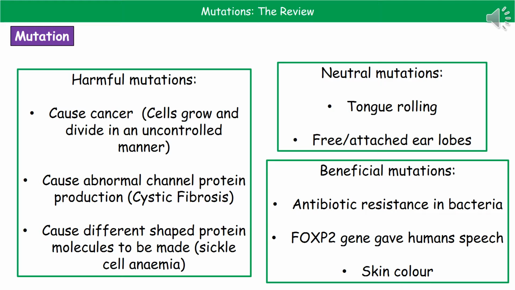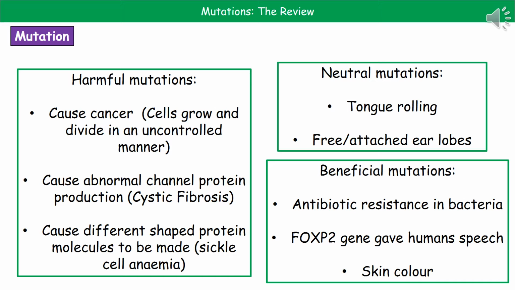And the last harmful mutation that we can have is one that we see in sickle cell anemia, which is where your red blood cells actually have a different shape. They're shaped like a sickle, so kind of like the crescent moon. And that's all down to the different protein that's being made in those red blood cells.